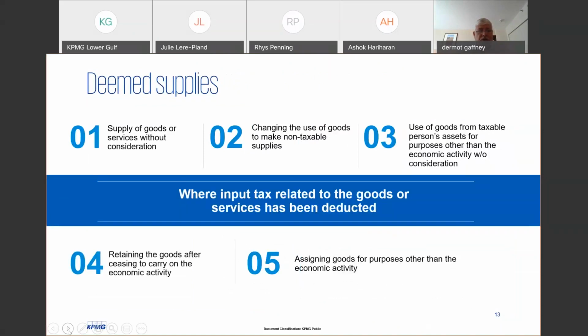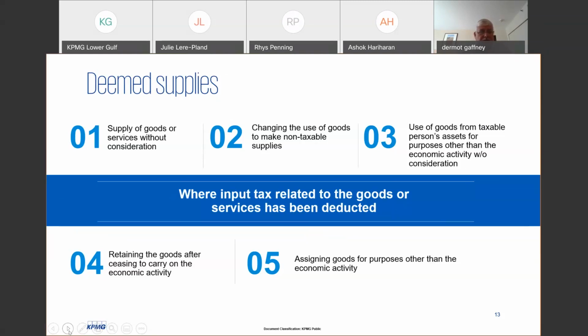As I mentioned earlier, we use the term supply rather than sales or revenues, and one of the things that is a supply are specific deemed supplies within the VAT legislation. Now, an important principle here is that for something to be a deemed supply, the input tax related to it must have been deducted. So if the input tax was blocked or restricted, or you simply just didn't claim it, you can't have a deemed supply.